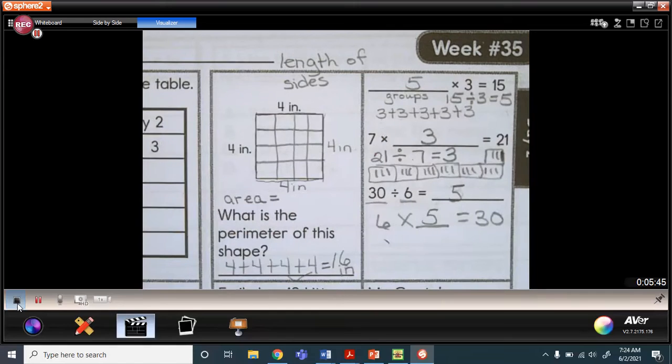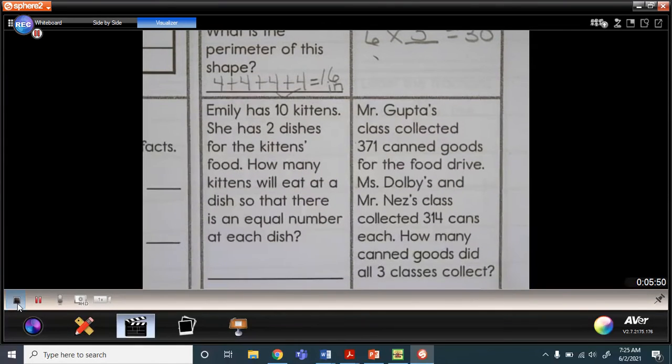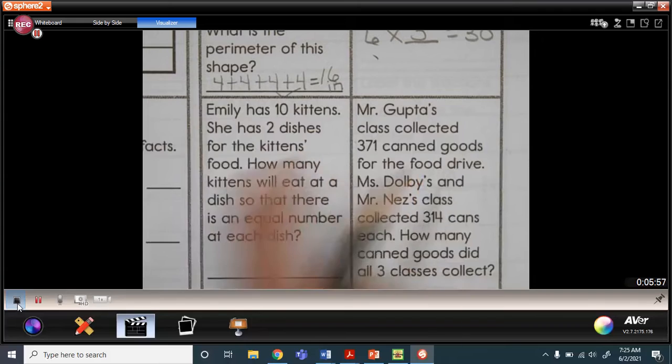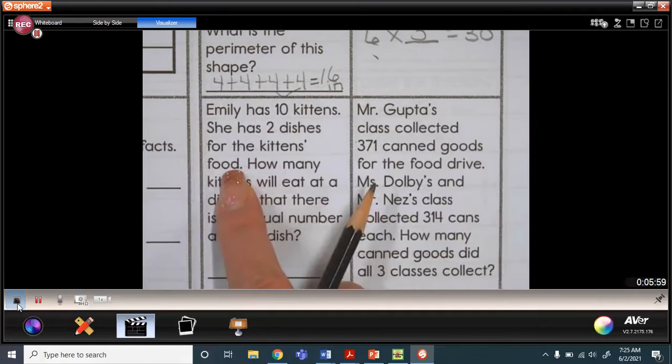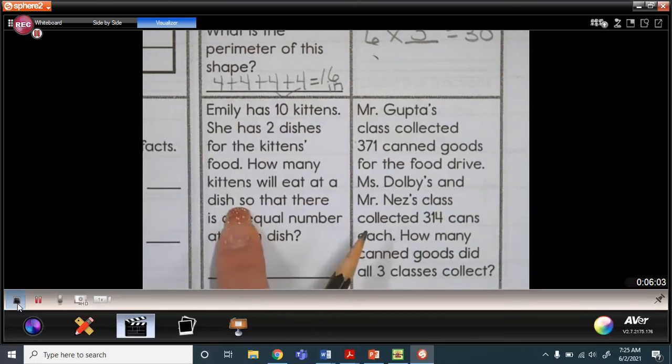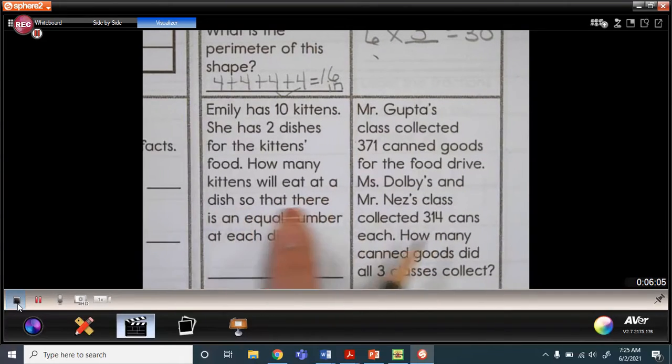All right, let's take a look at our word problem for today. It says Emily has 10 kittens and she has 2 dishes for the kittens' food. So notice it's the kittens' food. It's showing ownership of their food. How many kittens will eat at the dish? So at each dish, there are an equal number.